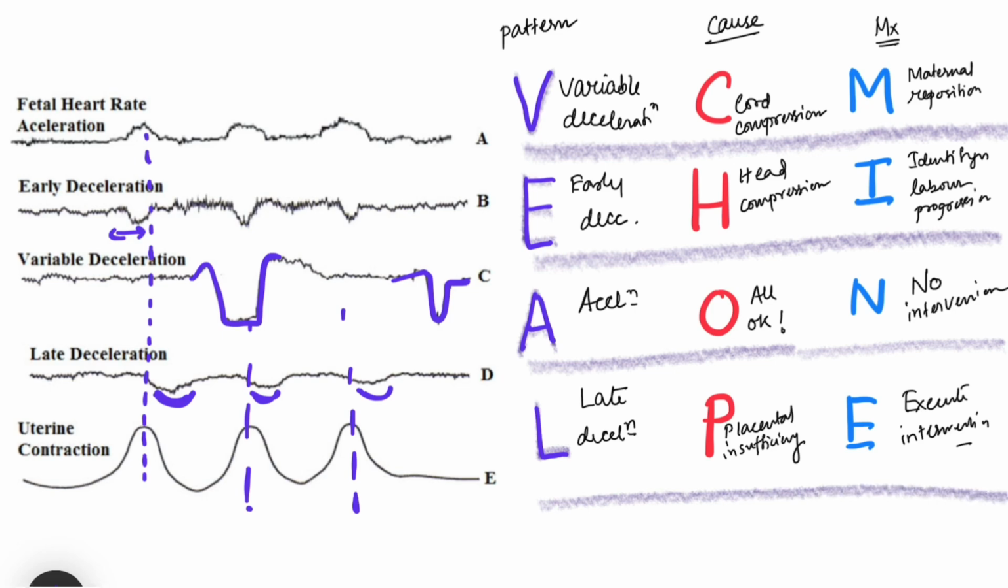So these 3 mnemonics, that is wheel, chop, mine, will help you to identify the causes of different patterns of acceleration and deceleration and the management of the cause.